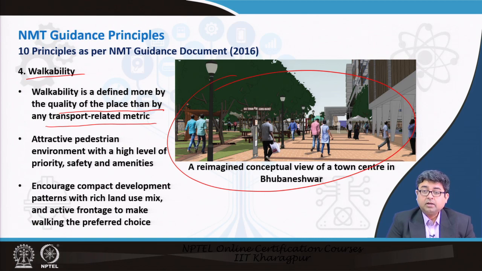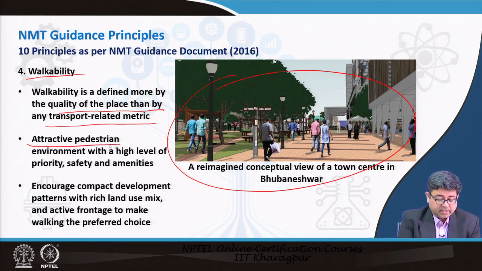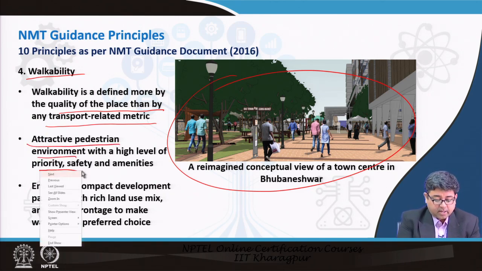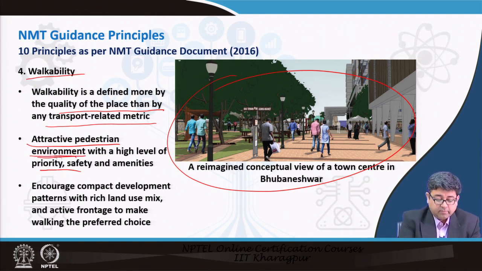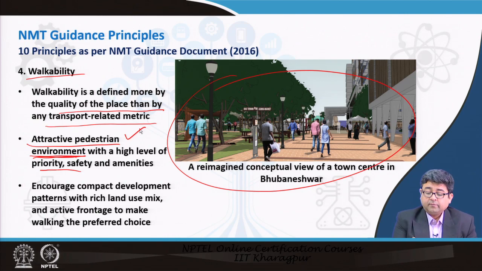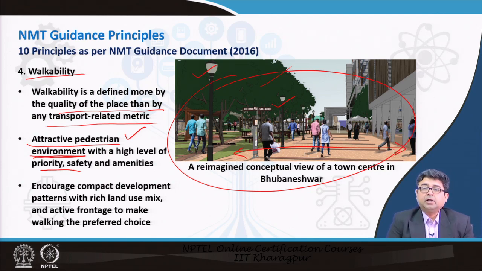A good, safe environment encourages people to walk and hence increases the NMT, non-motorized usage, right? So an attractive pedestrian environment with a high level of priority, safety and amenities. You have to have an environment conducive to pedestrians. You have to have a lot of shade cover, a lot of trees. For night, you have to have a lot of lighting. The space given for people to walk has to be comfortable so that they are not rubbing their shoulders against each other. All of these things put together is known as the walking environment.